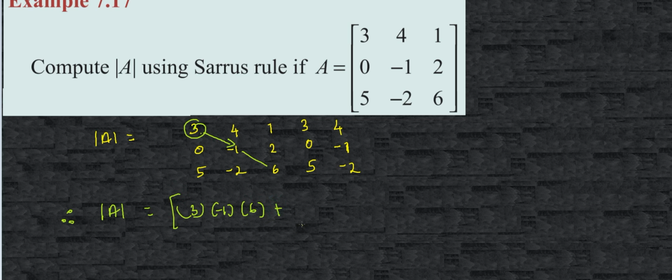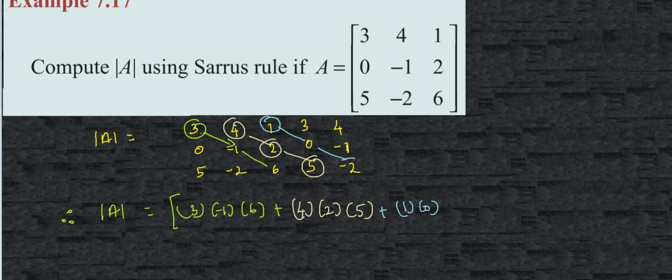Place a positive sign. Again, now you start with the element 4, multiply it with the element 2, and then end with the element 5. Place a positive sign. Now you start with the element 1, multiply it with 0, and then you end with the element negative 2. Close the parenthesis, and then immediately you place a negative sign.